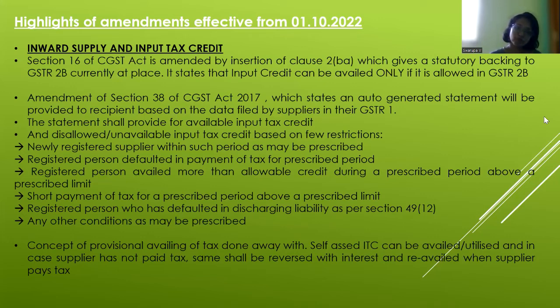The concept of provisional availing of tax credit is also done away with. The section now states that self-assessed tax or self-assessed ITC can be availed and utilized, and in case the supplier has not paid tax, then it has to be reversed. If it is utilized, it has to be reversed with interest, and it can be re-availed when the supplier pays tax.